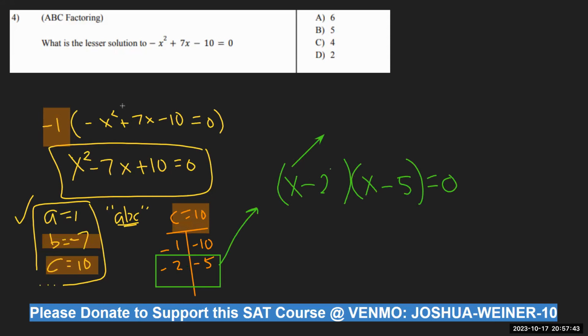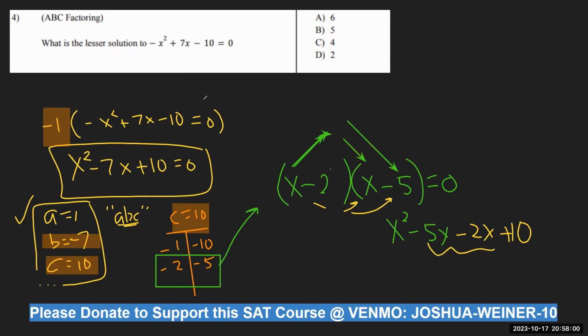In other words, we'll distribute the x first. X times x is x squared, minus 5x. And then distributing the -2, we get minus 2x plus 10. And that will work out nicely: x squared minus 7x plus 10. So we have the right factor pair, x minus 2 and x minus 5.